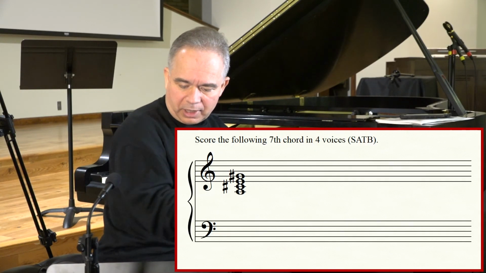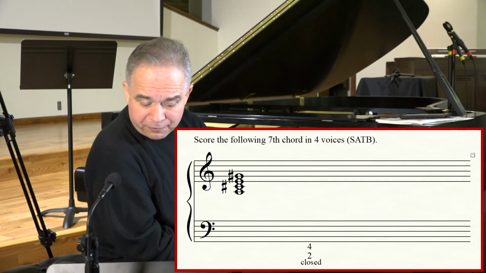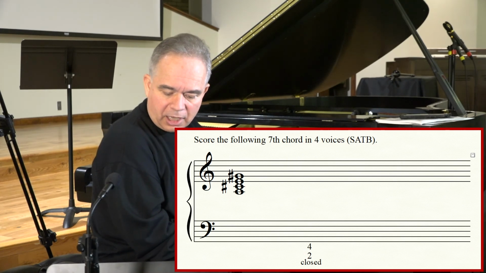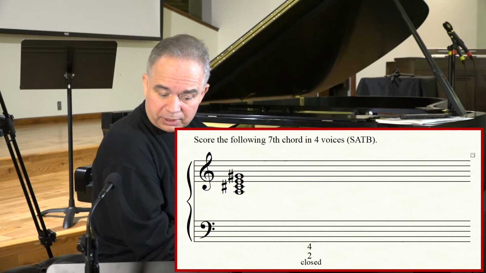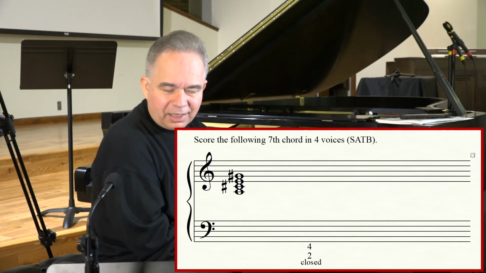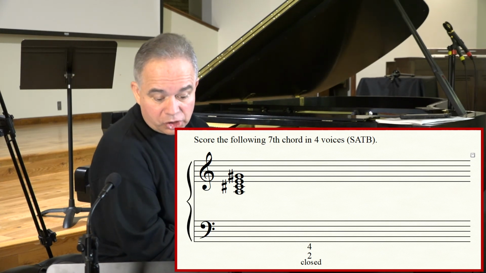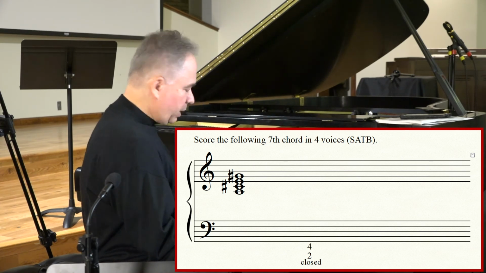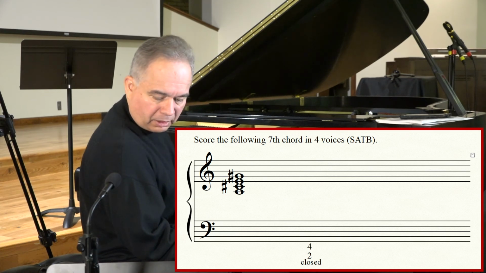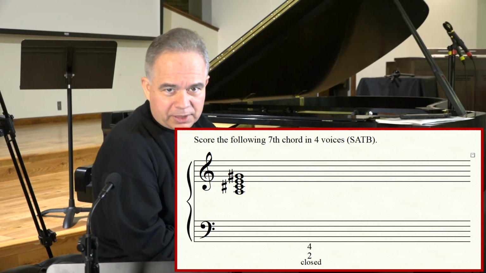Okay, let's see what we're asked to be doing here. A 4-2 in closed position. 4-2, it's the 3rd inversion. What needs to go in the 3rd inversion? What needs to go in the bass? It's your 7th. In this case, G sharp. So G sharp, whether you put it all the way down here or you put it up here, still needs to be the lowest sounding note.